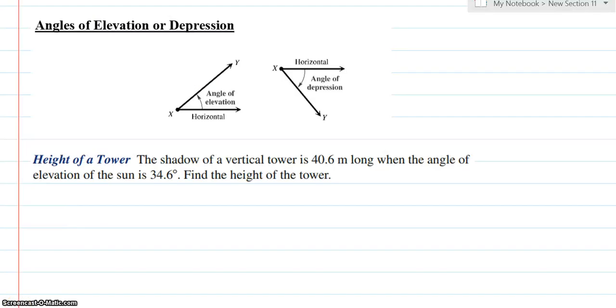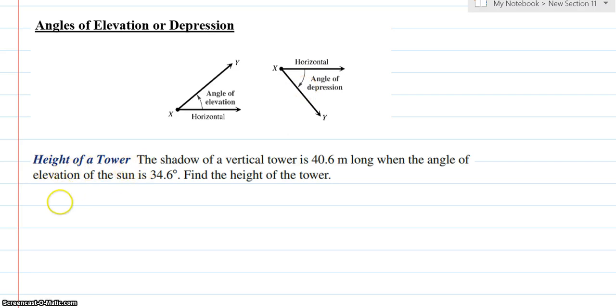The next application goes over angles of elevation or depression. So the definition of an angle of elevation, it's always from the horizon. So looking at the horizon, you go up for an angle of elevation, and that same horizon, you go down for the angle of depression. So let's use this to find the height of a tower.